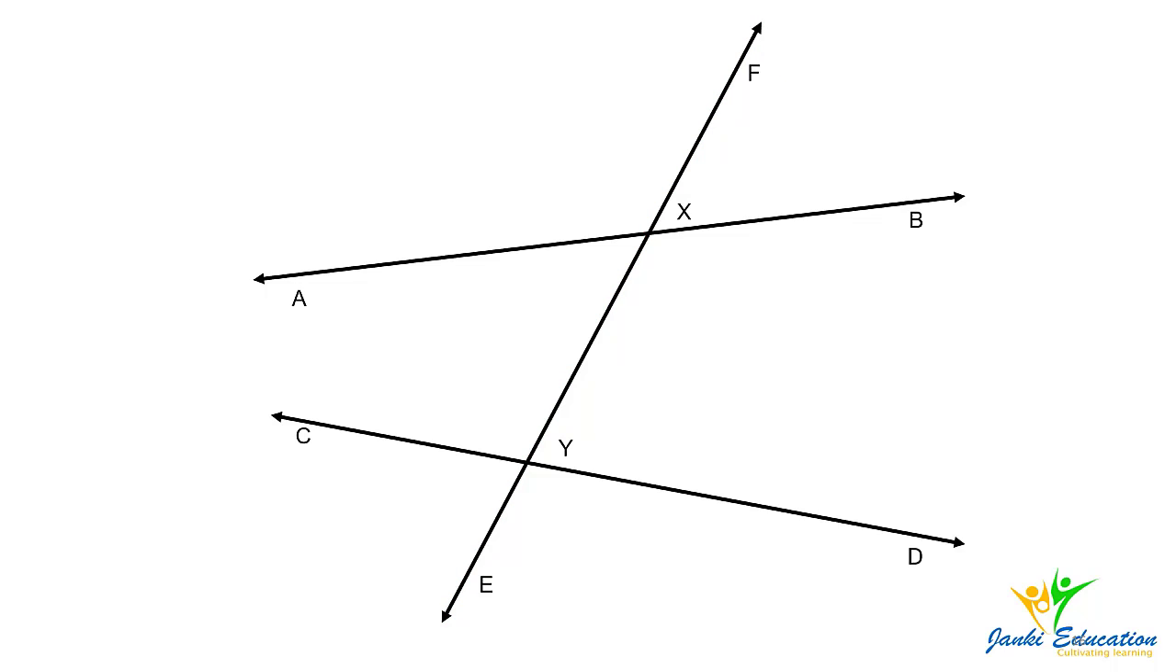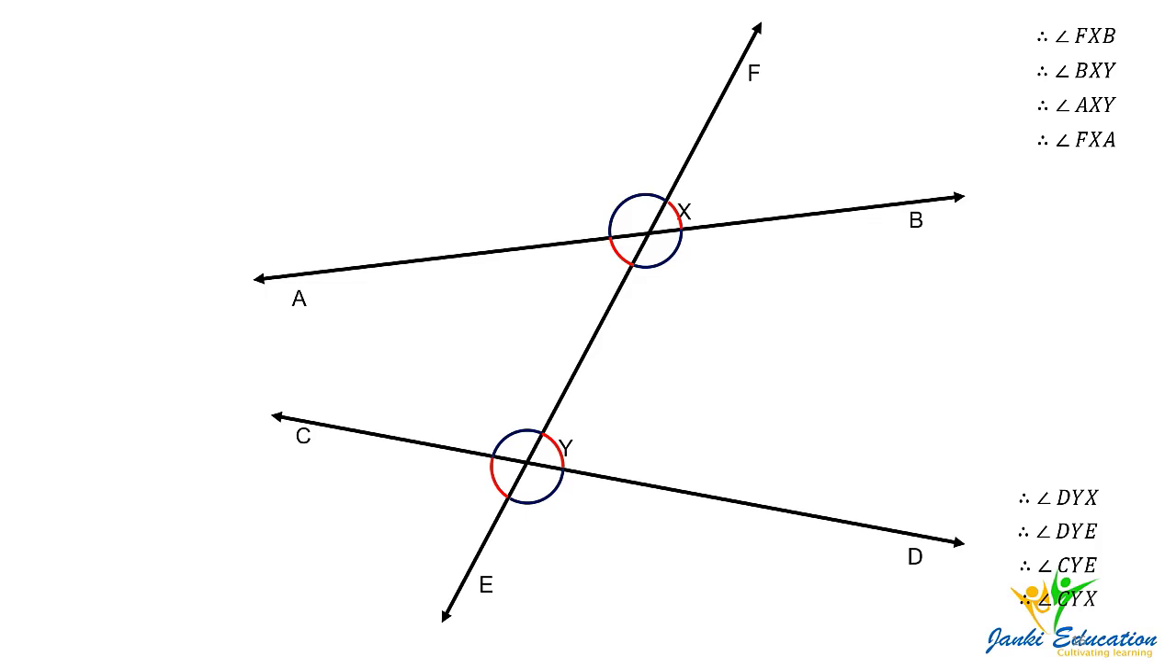Now, because of this transversal, you can see here angle FXB has been formed, another angle, angle BXY, has been formed, and so on, like angle AXY and angle FXY. This is for the upper part. Now coming to the lower part, here you can see angle DYX, angle DYE, angle CYE and angle CYX have been formed.